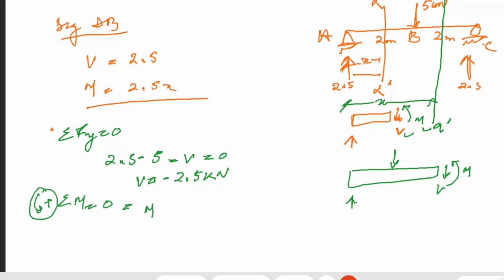That will be M, which is anti-clockwise. That means it will be positive, plus 5. 5 means 5 into distance. Now distance is how much? x minus 2. This we have to deduct this portion. That means x minus 2 minus again which one?